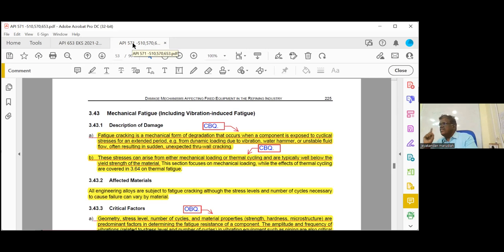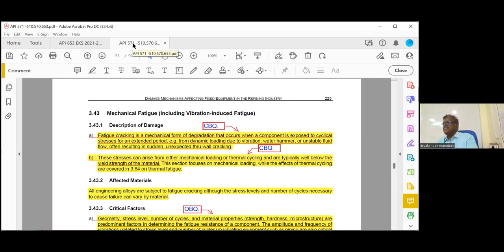But if you are in cyclic loading, it will fail below yield strength also. There is one word called endurance limit. What does endurance limit mean? If you reduce the load below a certain load, the material will not fail. That load is called the endurance limit. The endurance limit is the load below which the material will not fail.